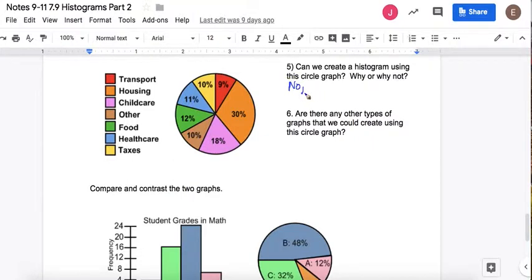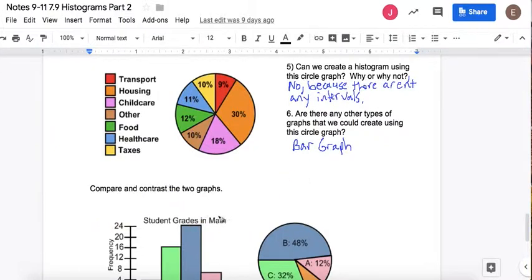And here's why you can't. Because in a histogram, we have intervals. So because there aren't any intervals. Okay, number 6 is, are there any other types of graphs that we could create using the circle graph? And the answer is, we could make a bar graph. Okay, because a bar graph does not need intervals, whereas a histogram is a type of bar graph that needs intervals.